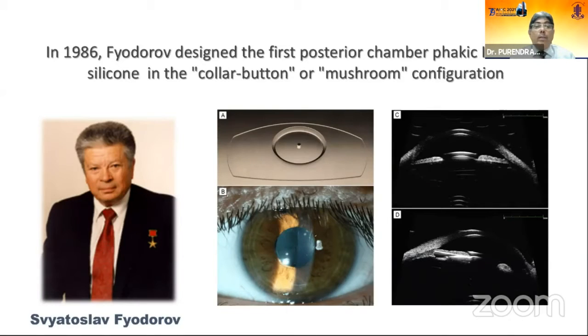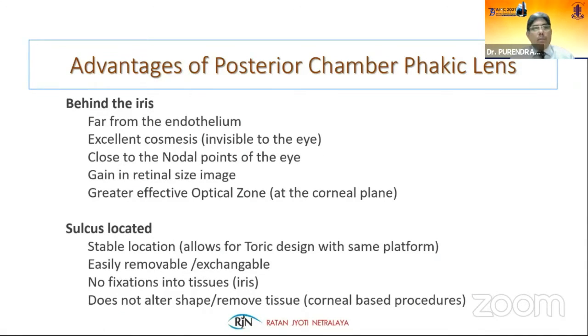This is the first prototype, which was developed in 1986 by Fedorov. He designed the first posterior chamber phakic IOL from silicone, in a collar button or mushroom shape. But it lost its glory at that time, for various reasons. Now it has come up again, and ICL, or the Staar company, is the one who has done a lot of research on this and has worked very hard and come out with various shapes and models, and the present one is widely acceptable all over the world.